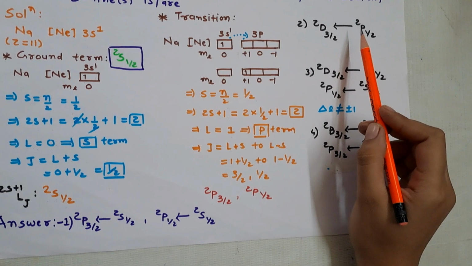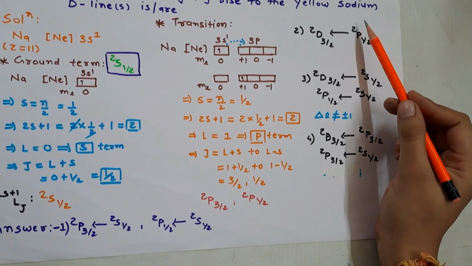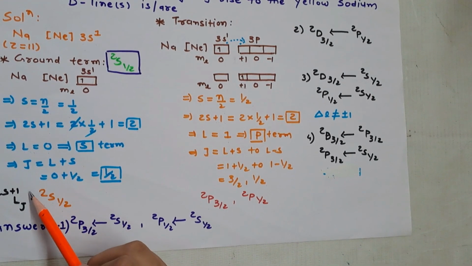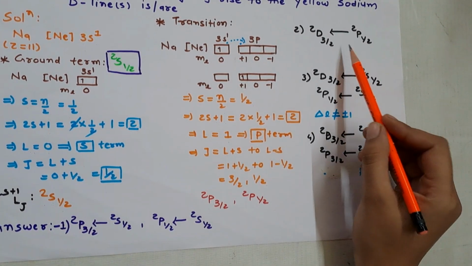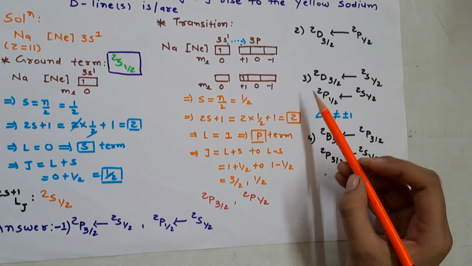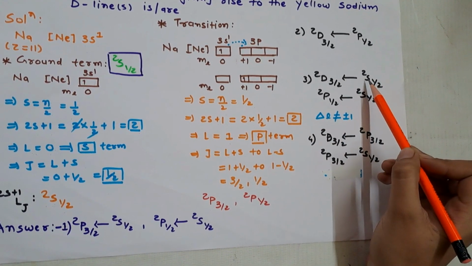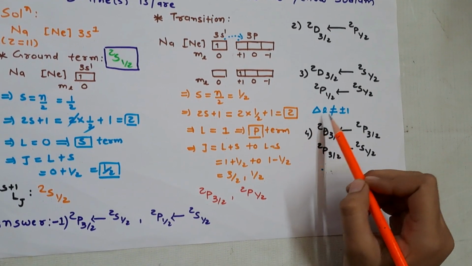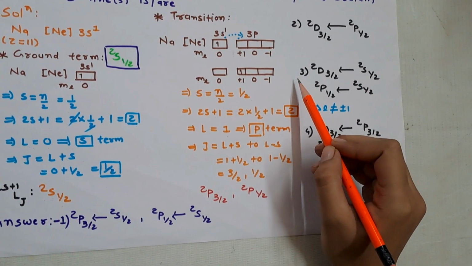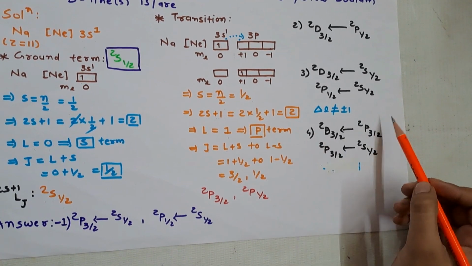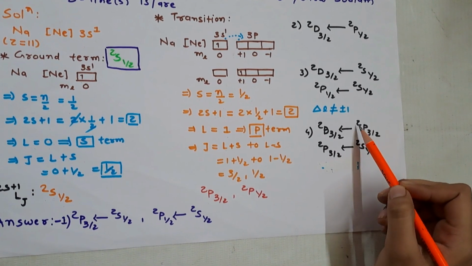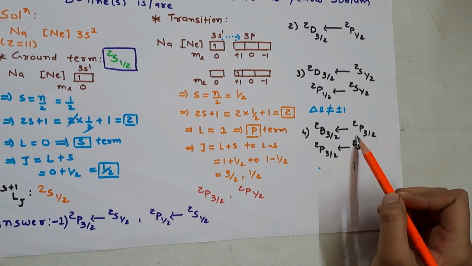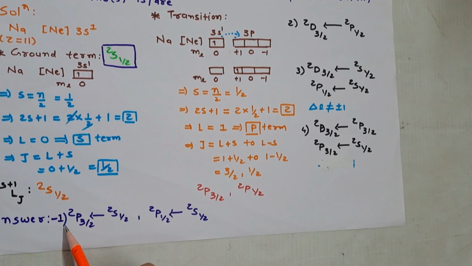In the second option, the ground state is doublet P 1/2, but as we calculated, the ground state is doublet S 1/2, so this transition is not possible. In the third option, the transition takes place from S to D, which does not follow the Laporte selection rule, so this option is neglected. In the fourth option, the transition takes place from P to D, but our ground term is doublet S, so this is cancelled out. So our correct option is 1.